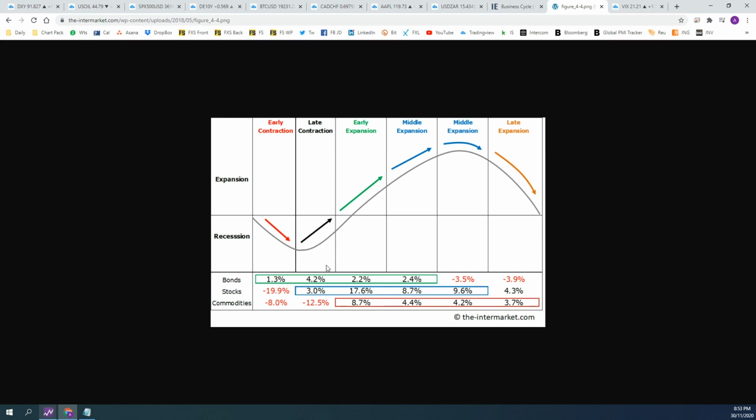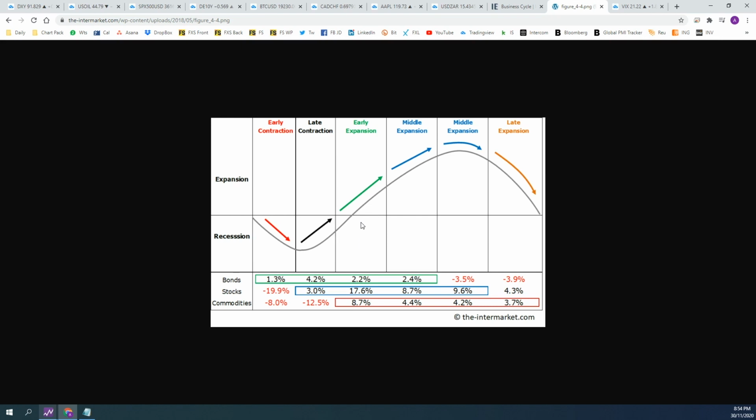Now, what you'll notice is that both equities and commodities tend to do really well as the cycle turns from contraction into early expansion, middle expansion, late expansion, etc. They tend to do really well, or the best really, in that very first part as we go into early expansion. And what you'll notice as well is that things tend to see a lot of growth during these times.